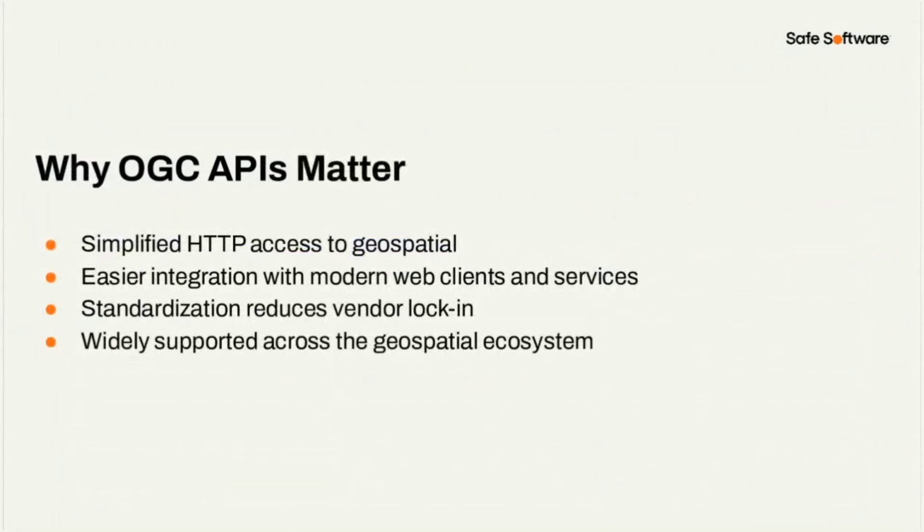And OGC APIs matter because, as I mentioned, most applications already interact with them. So it's easy to integrate new systems into already existing modern web clients and services. And if you are building upon standards, then it also reduces vendor lock-in. So you can easily switch out individual elements and everything will still work in the future. And OGC APIs are already widely supported across the geospatial ecosystem. Tools like Esri, QGIS, and of course also FME already implement some of these APIs.